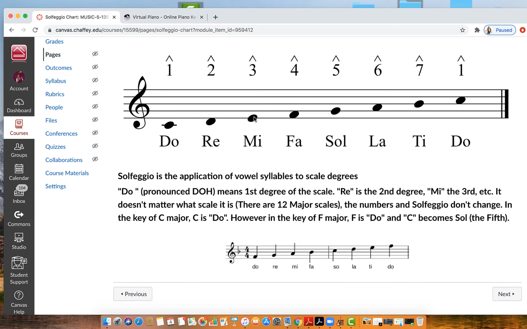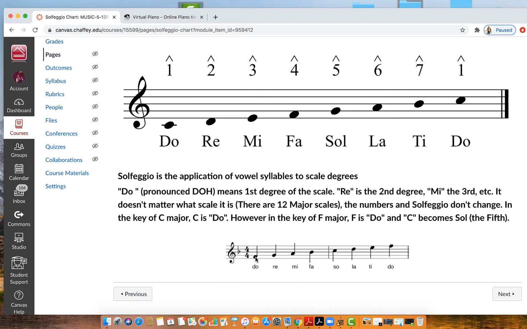Mi is always E. We don't use that system, but just be aware that that system is out there. So in a country like Mexico, this is not do, re, mi, fa, sol, la, ti, do. In a country like Mexico, this is fa, sol, la, ti, do, re, mi, fa. Because in their country, F is always fa. So just be aware of that.